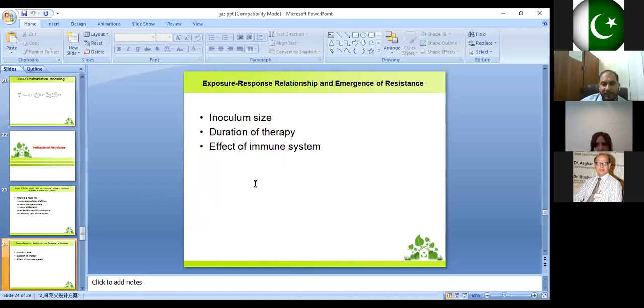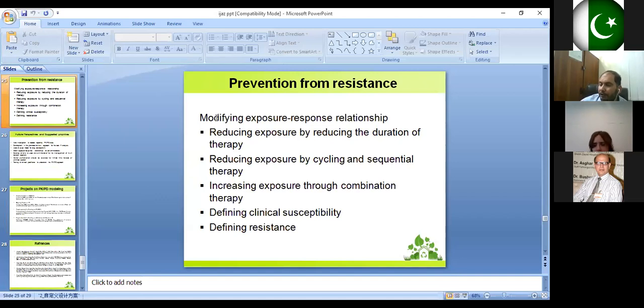Prevention from resistance. This is the modification of the exposure response relationship. So how we will reduce or increase it, reducing the cycling and sequential therapy, and also through combination therapy we will act against some resistant bacteria, and also the clinical susceptibility breakpoint, and also mostly the clinicians should know about the resistance.